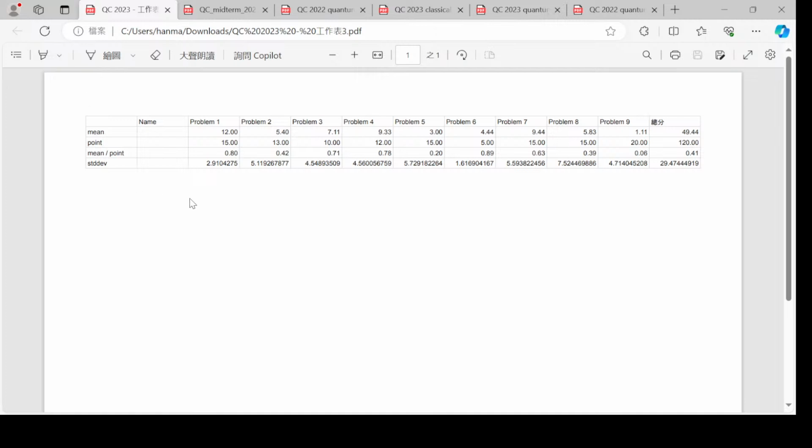So this is a breakdown of our midterm scores. For the problems, you see that we have an average of 49 out of 120 and a pretty big standard deviation of 30 points. So there are still people doing pretty good.